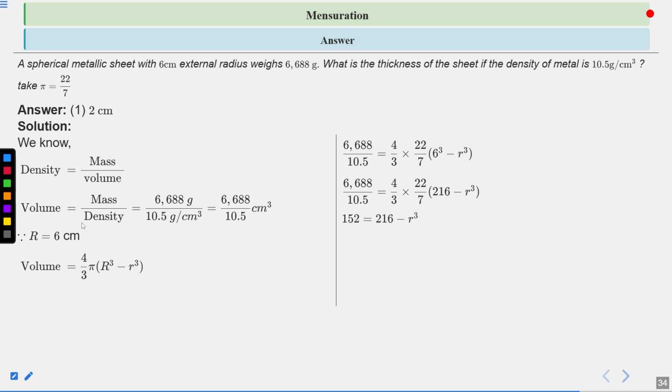Now when we simplify it, we get the value 152 equals 216 minus r cube. So we get the value of r cube, which is 216 minus 152, or we get r cube equals 64. So the value of r is 4 centimeter. Now we have the inner radius, which is 4 centimeter, and we have the outer radius, which is 6 centimeter. So what will be the thickness, the difference between them? So the thickness becomes capital R minus small r, which is 6 minus 4 equals 2 centimeter. So the first one is the correct answer of this question. Next one.